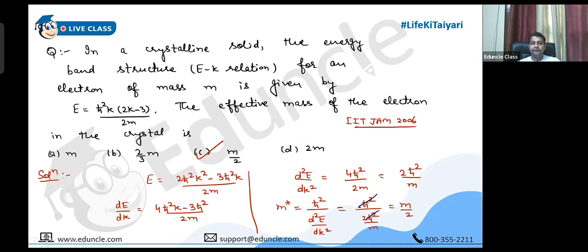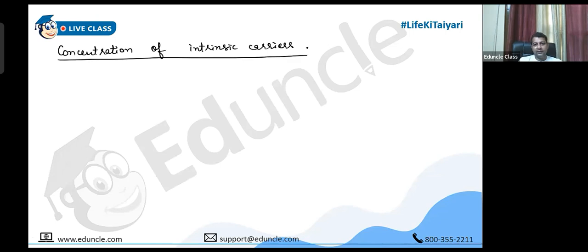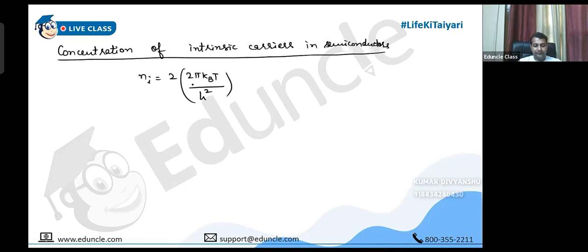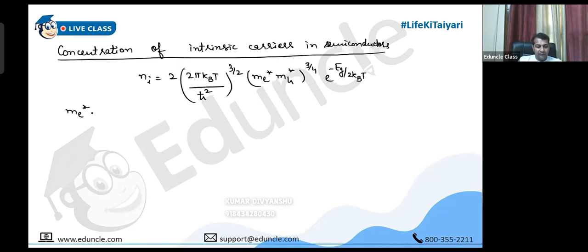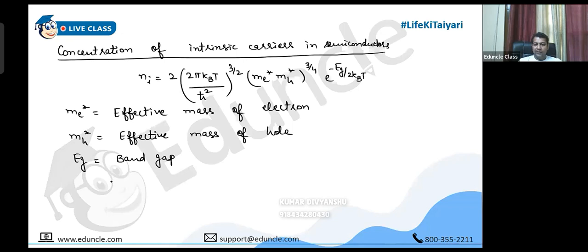Please, clear? Yes, sir. Now, another important formula, you can say, concentration of intrinsic carriers, or intrinsic carrier concentration in semiconductor. So the formula is n_i equals 2 times (2πkT by h²) to the power 3/2, and so on. These are the effective masses of electrons and holes, and Eg is the band gap. And these effective masses are different, effective mass of electron and hole. This is the band gap. The rest you know, k_B is the Boltzmann constant, T is the temperature.